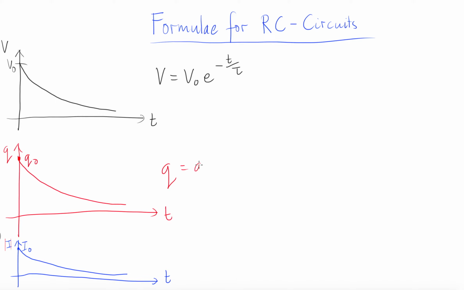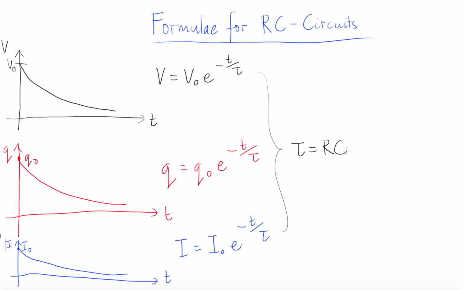Q is equal to Q0 e to the negative t over tau, and I equals I0 e to the negative t over tau. What's this number tau, I hear you ask? Tau, which is common to all of them, is equal to the resistance times the capacitance. Remember, this is an RC circuit, so we have a capacitor C connected to a resistor R. One side, which is the charging side, and then when we flick the switch, we have the discharge side.